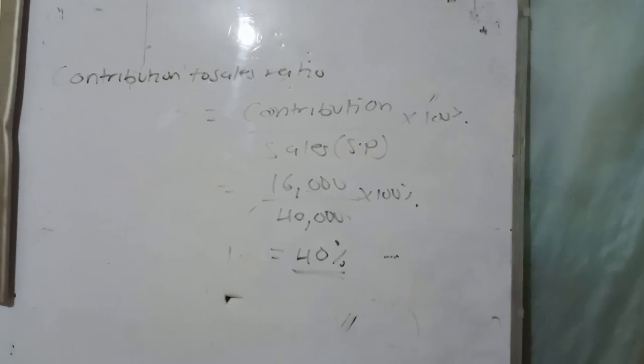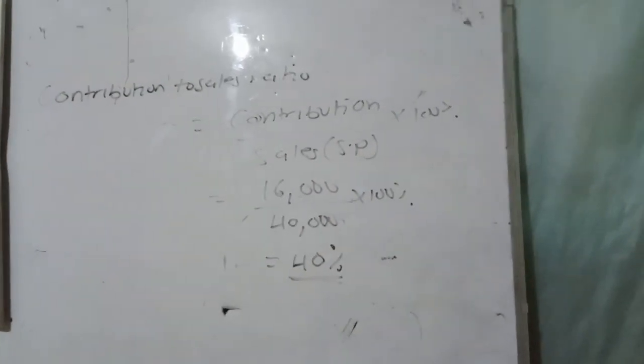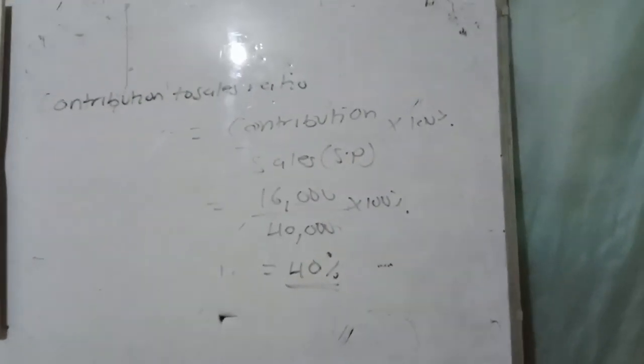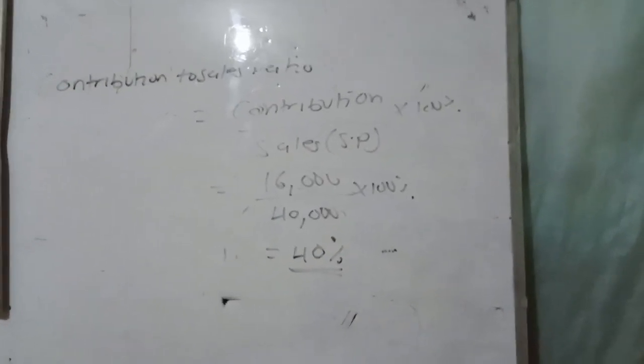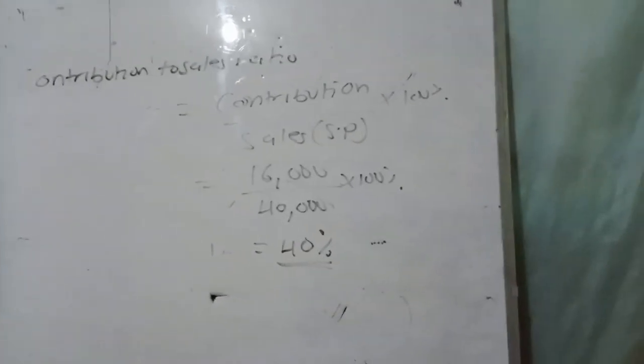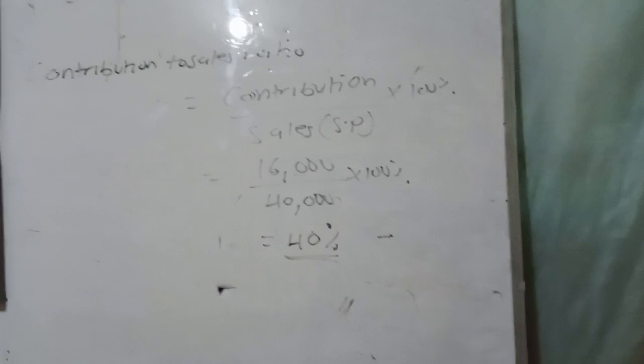So my next part was the contribution sales ratio, and that's what I'm going on to now. I know that contribution sales ratio is equal to contribution divided by the sales, but in case the single unit is the one, it is the single unit contribution divided by the selling price. So in this case, I'm going to use the single unit, contribution divided by the selling price times 100%.